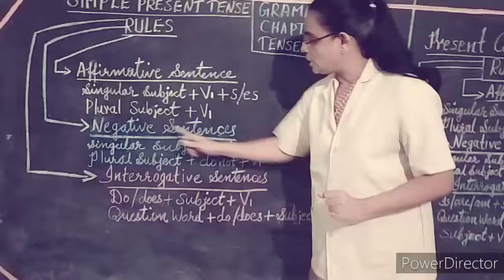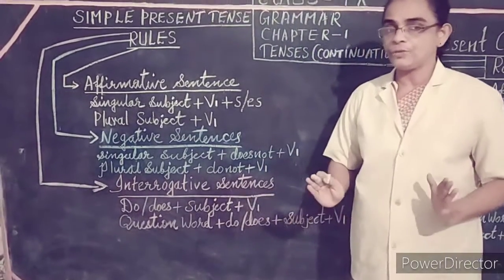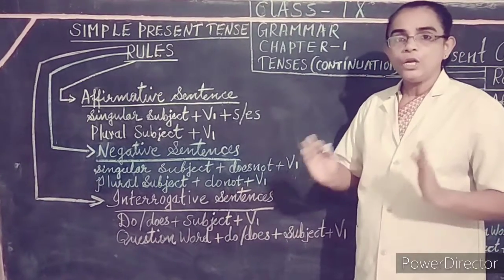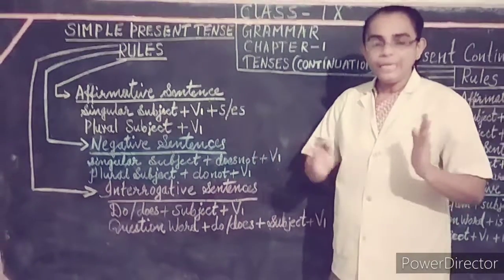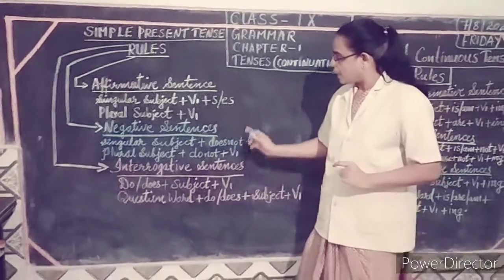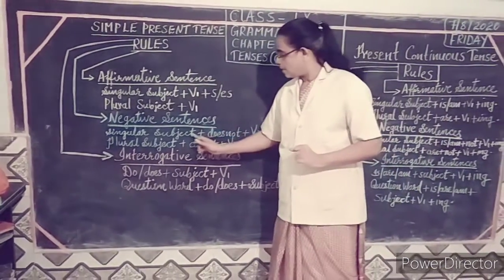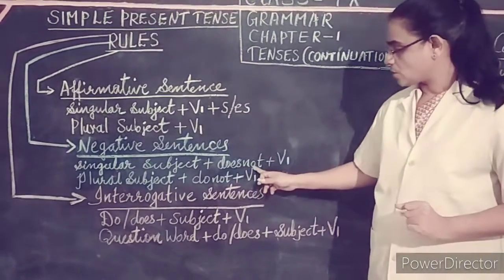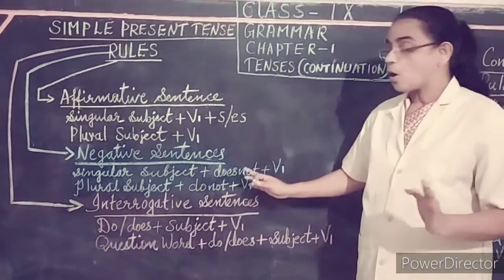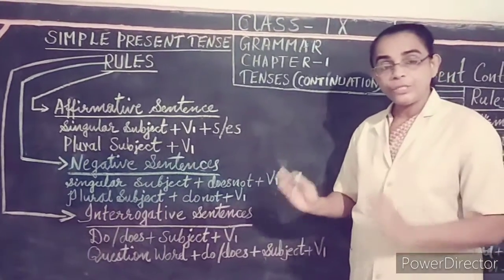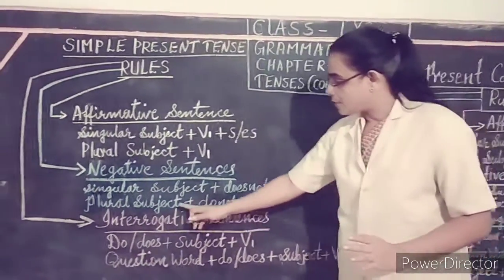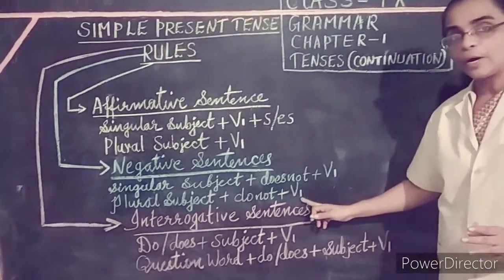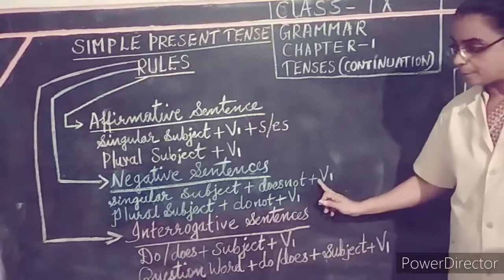Let us see now negative sentences. All of you know what is a negative sentence. A negative sentence is a sentence in which we can say no, not, or any negativeness in the sentence. If in that sentence the subject is singular, we must use the words does not. And if the subject is plural, we can use do not along with the verb 1. We already understood what is verb 1.